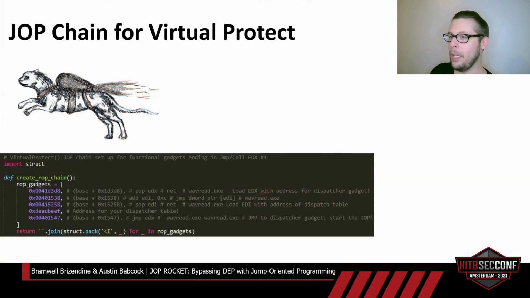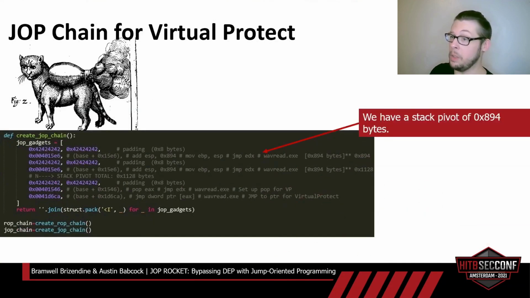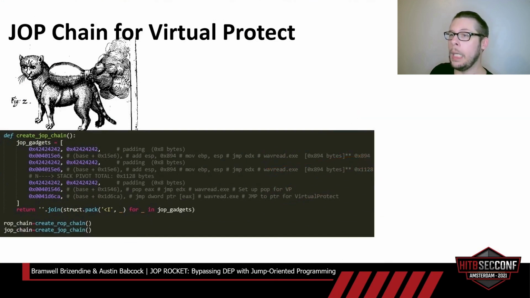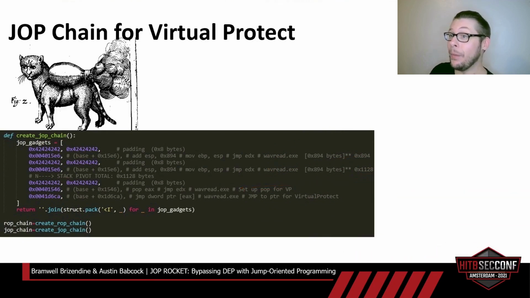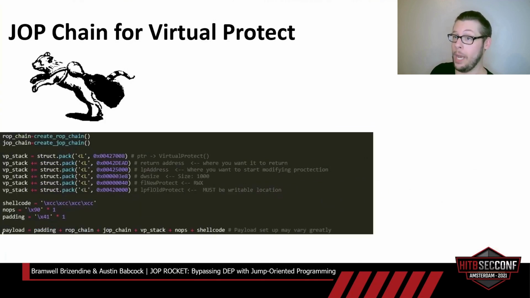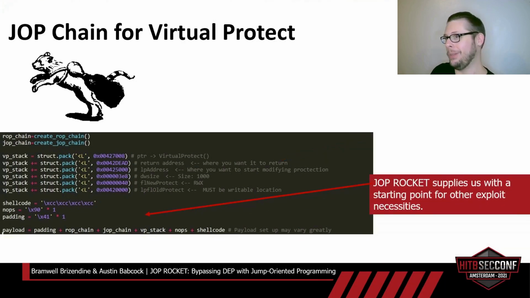We'll load our dispatcher gadget, load our dispatch table, and then we'll actually start the job by jumping to EDX. And then from here, it's just a series of stack pivots, 894. We do it again. And now we're going to load EAX with a pointer to VirtualProtect, and then dereference that. From there, that's when we actually make the call to VirtualProtect. And we want to have all of our stack parameters, which we do. If everything is set up and there are no special issues you need to address, then you have a good exploit. JOP ROCKET also provides some other good starting points. So without further ado, let's see this exploit live in action.